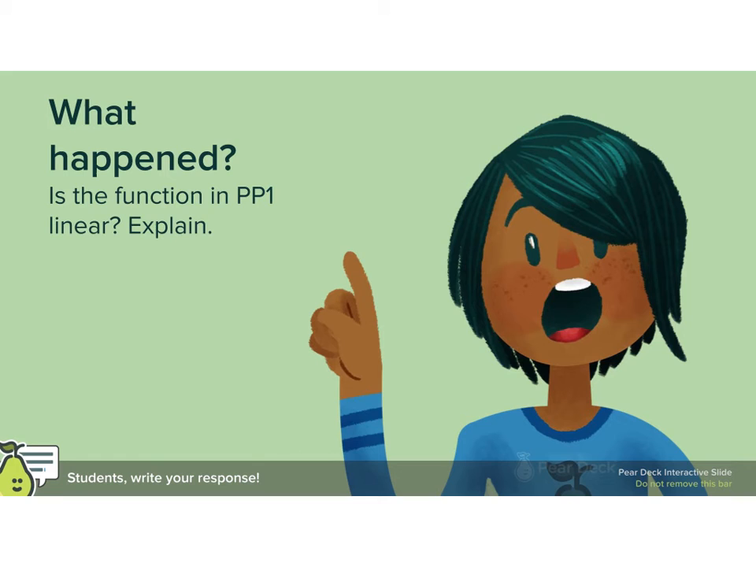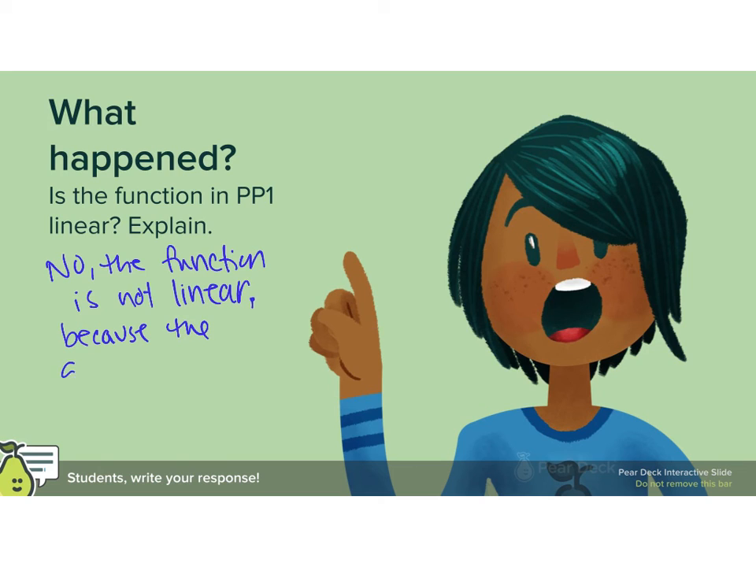Is the function linear? So no, the function is not linear. Period. Now my reason is because the graph is not a straight line. But if you chose to find the slope 3 times, you would see that the slopes are different. So your reason would be because the rate of change is not constant. Actually, let me just put because the graph is not a straight line.